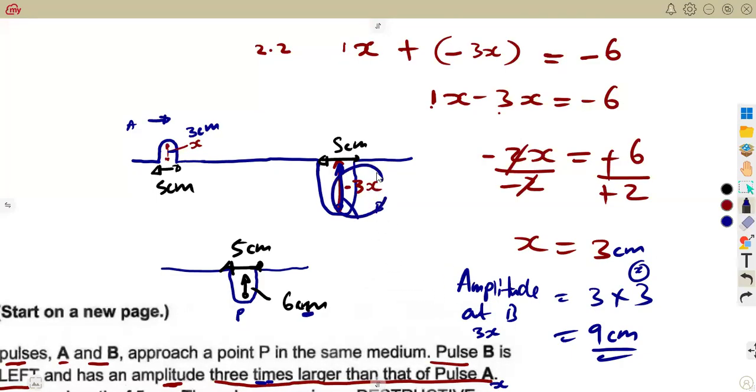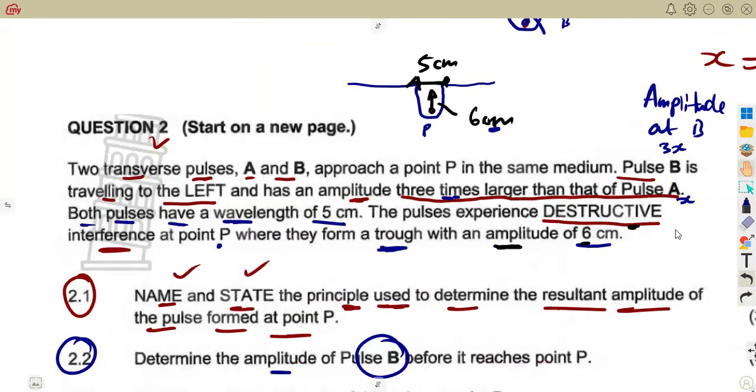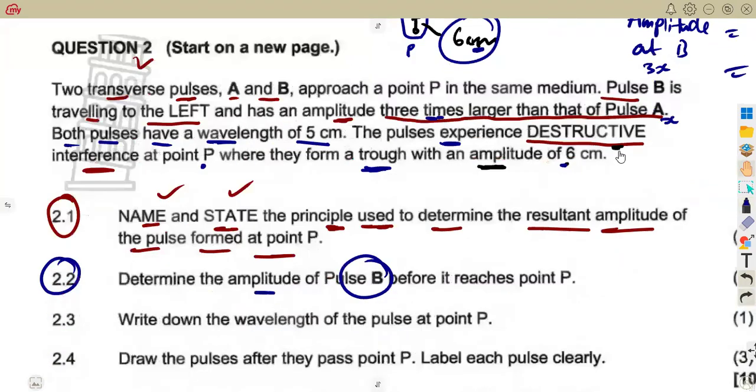So take note, the negative, you are using it in calculations, but when the question is asking you, what is the amplitude? You write the amplitude as a positive, just like how you're given here. They are saying when they experience this destructive interference at P, the amplitude is 6. They did not give you -6. You are the one who is to write -6 on the calculations, but when you are referring to the amplitude, you just say the amplitude is 6 meters, 6 centimeters, depending on what you're given. Here we are given centimeters. That is the condition of your question.